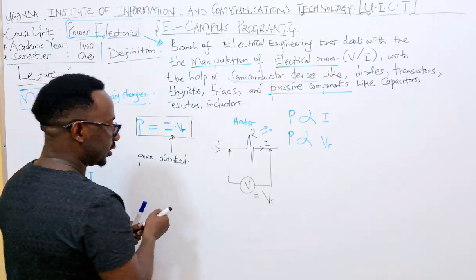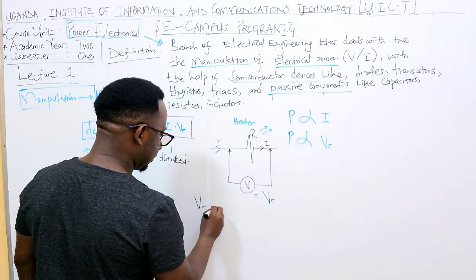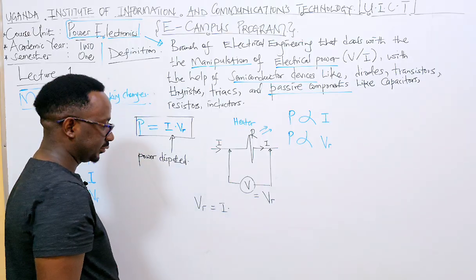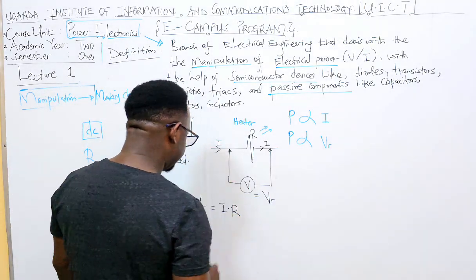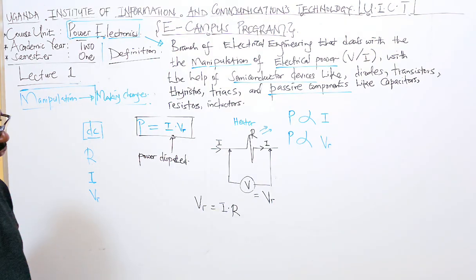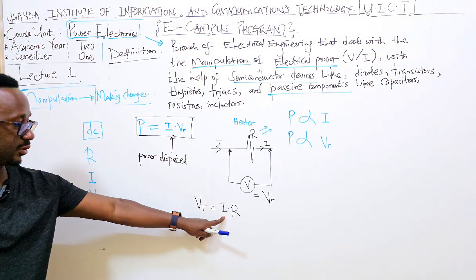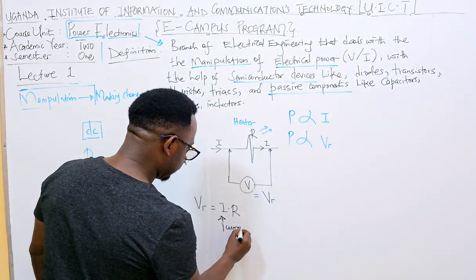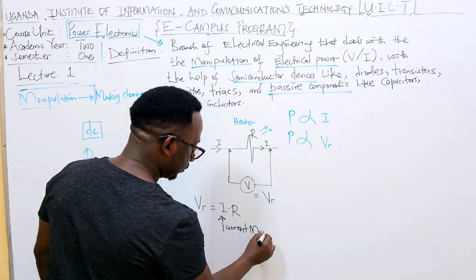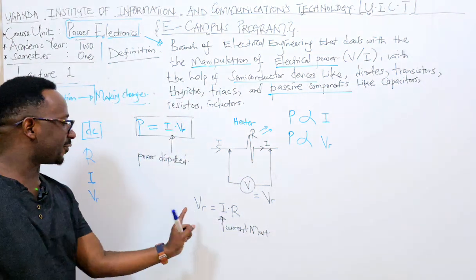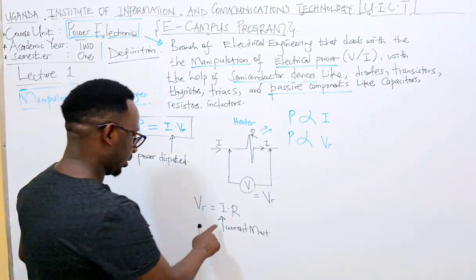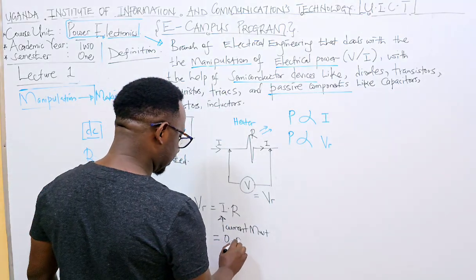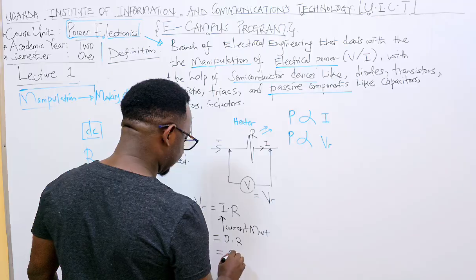So the voltage drop, VR, is equal to the I going through the load multiplied by its resistance. So current must flow for us to have a voltage drop. If the current flowing through the load is 0, then 0 times R just remains 0 volts.